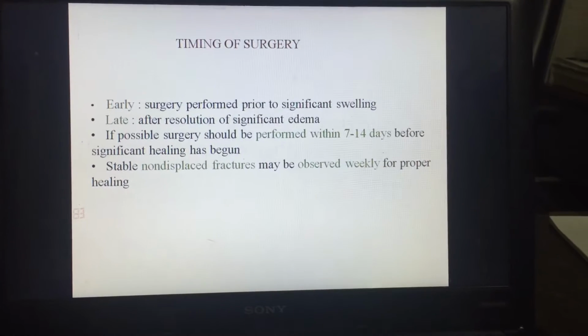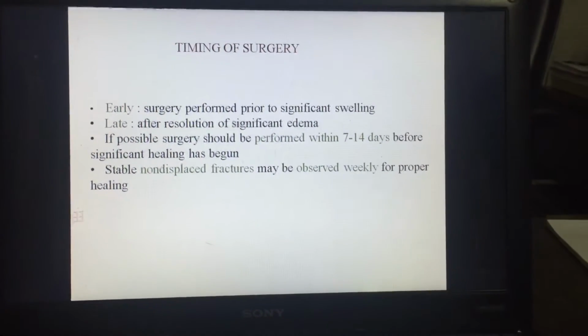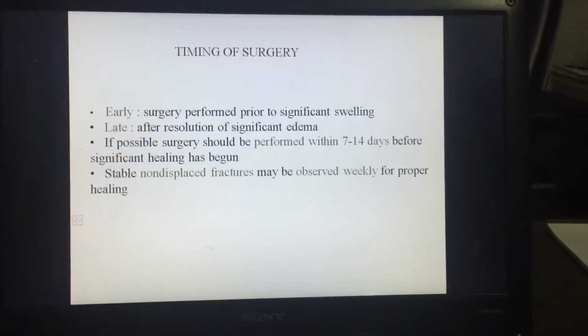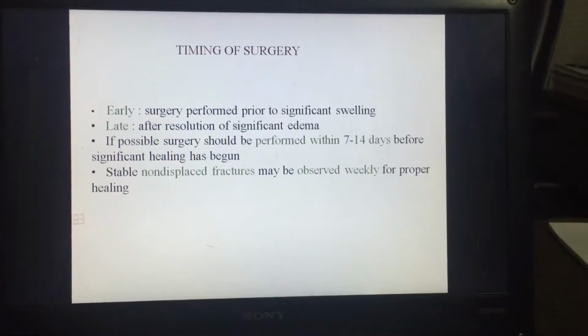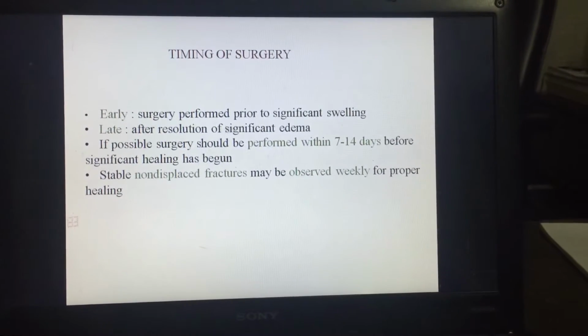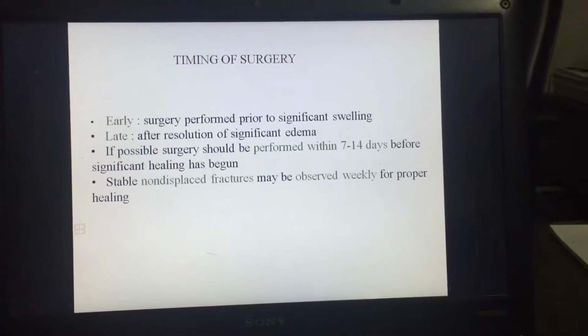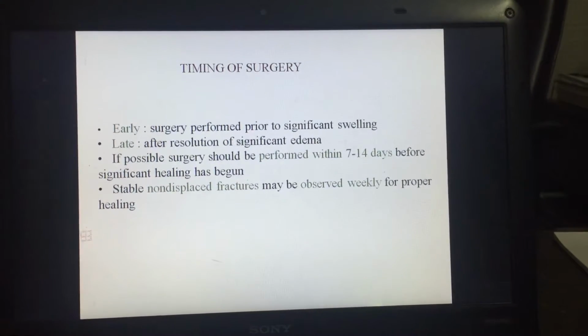The edema that has appeared on the midface should be resolved if we need to postpone the surgery. If possible, surgery should be performed within 7 to 14 days before significant healing has begun. Stable, non-displaced fractures may be observed weekly for proper healing.